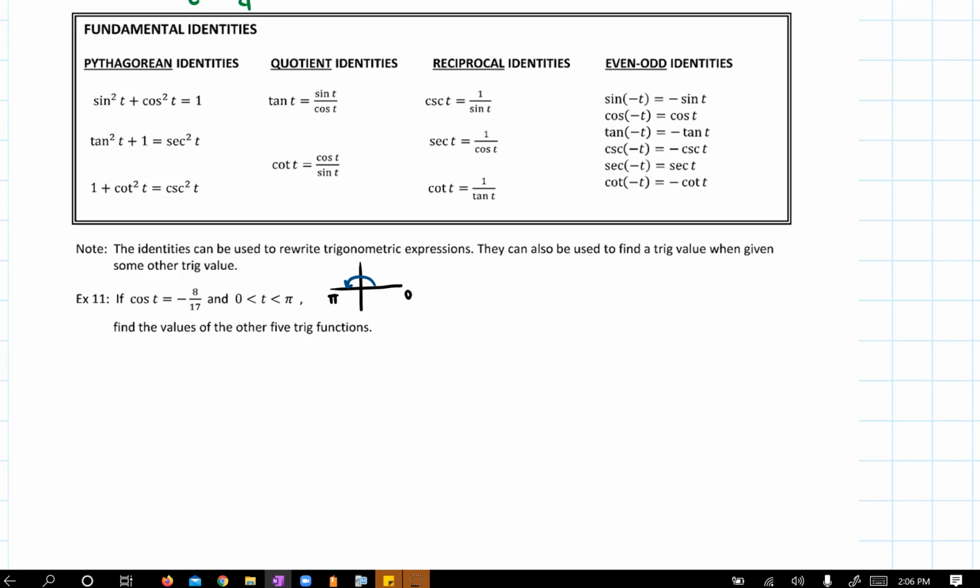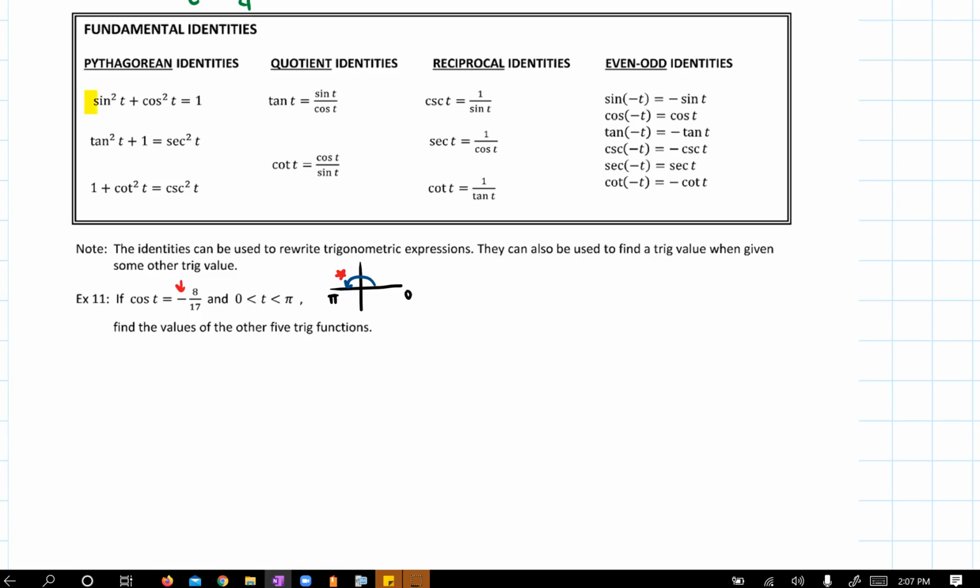Now, because cosine is negative, I have a better idea that we're most likely in quadrant 2. Otherwise, if cosine was positive, we would be in quadrant 1. So it already kind of tells us where we're at. It's really nice. And in the spirit of this problem, I believe they want us to use the unit circle approach. So if they're giving us a value of cosine t, and they want us to find the values of the other 5 trig functions, you can use the Pythagorean identities.